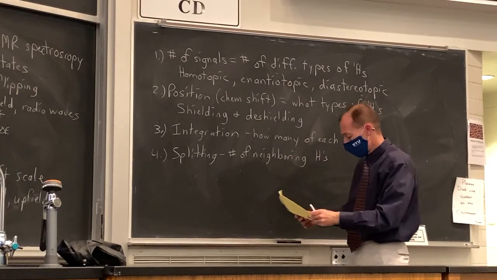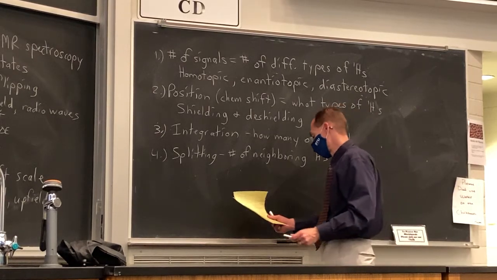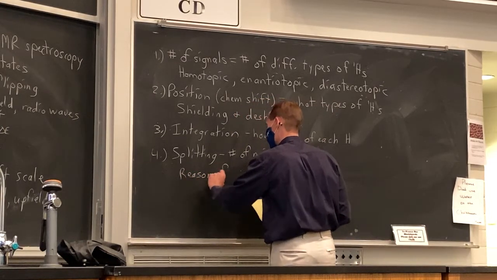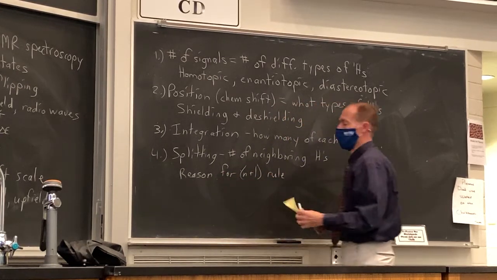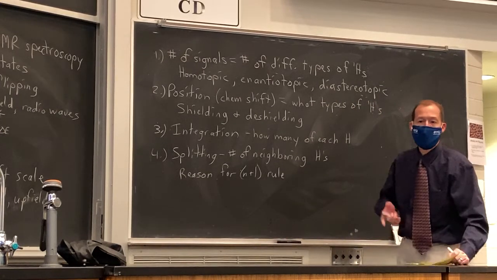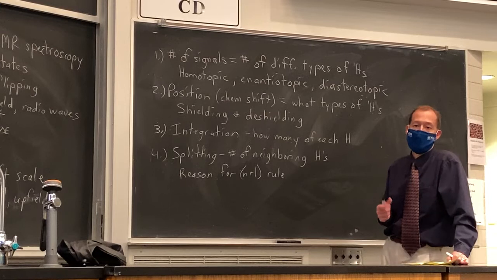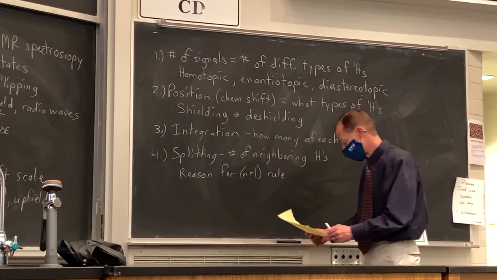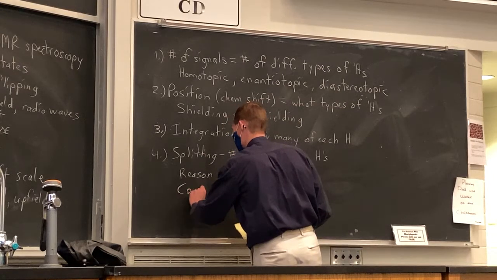Okay? So there are a lot of important things in regard to splitting. So we have the n+1 rule, where if we have two neighbors, we're going to have a triplet. One neighbor will have a doublet. We went over the reason for that. It has to do with the different spin states of those neighboring protons and the different combinations of spin states that we have. So it's important to understand that. We also had common splitting patterns.